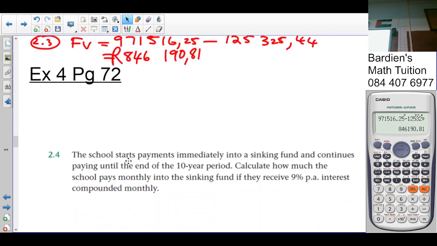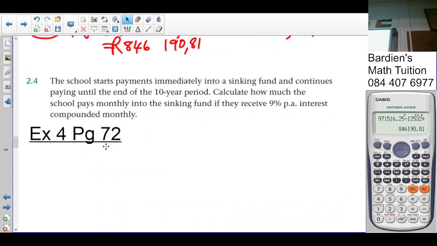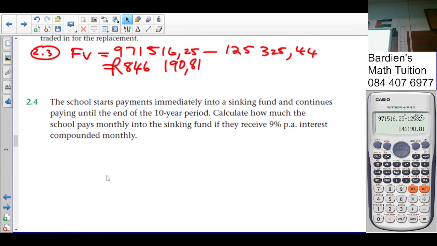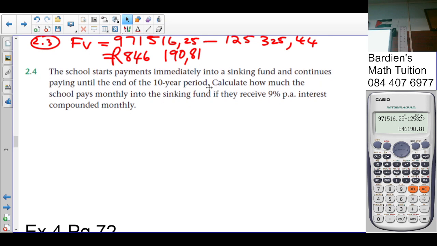Now 2.4. We are told that the school starts payments immediately. So if it starts payment immediately, what does that mean? The variation on n. So I must add a 1 on n. The school starts payments immediately into a sinking fund and continues paying until the end of the 10-year period. Calculate how much the school pays monthly into the fund if they receive 9% per annum interest compounded monthly.